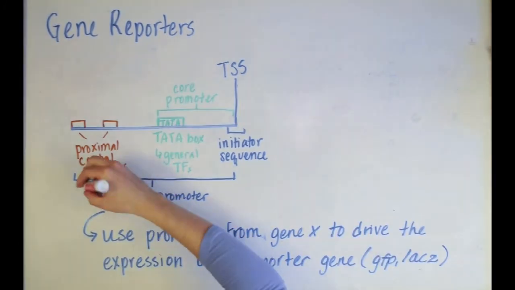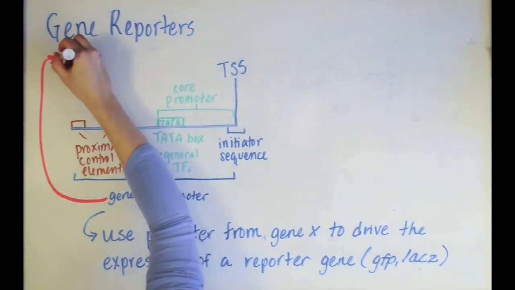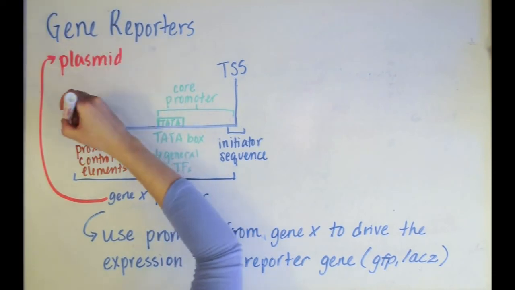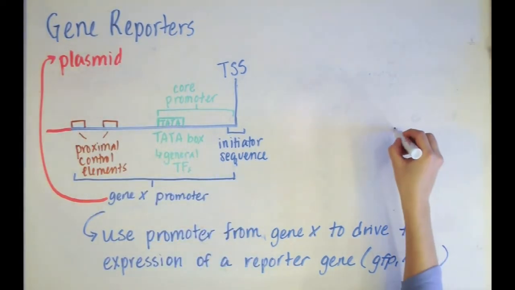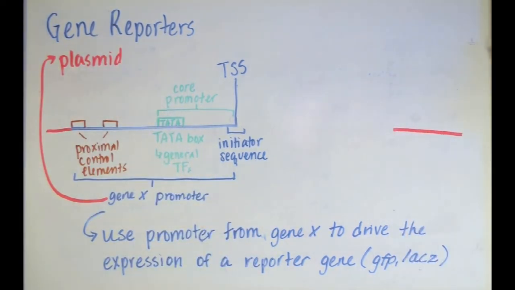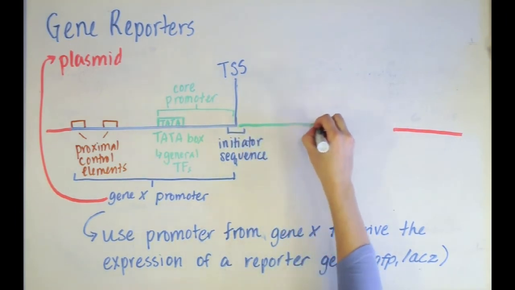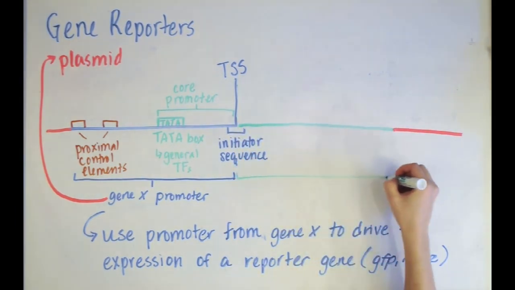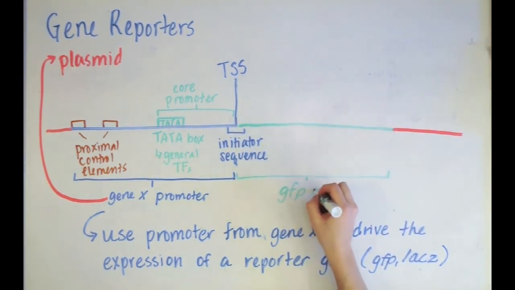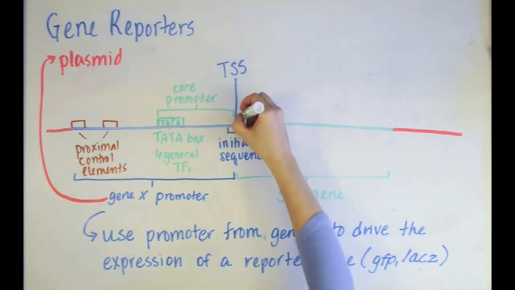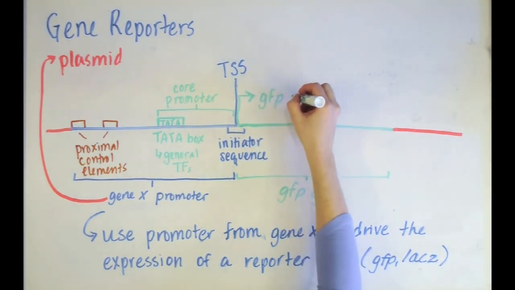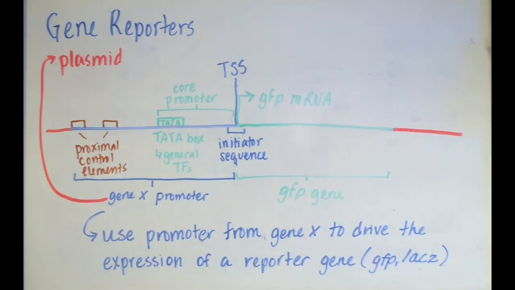Molecular cloning techniques can be used to copy the promoter from gene X into a plasmid that already contains a reporter gene. If this is now our plasmid, the promoter from gene X is inserted in front of the GFP gene and will now drive GFP expression. All of the transcription factors that normally bind to the promoter of gene X will also drive the expression of GFP.